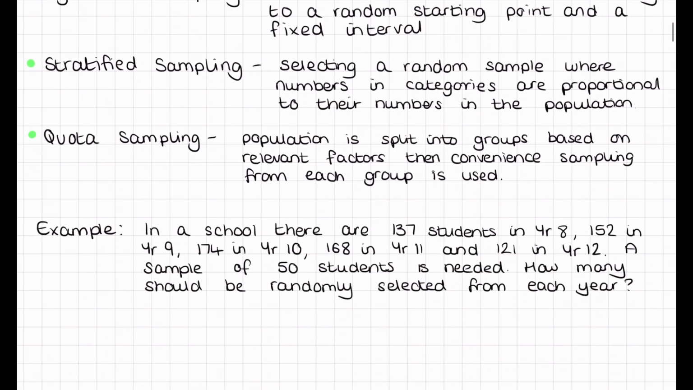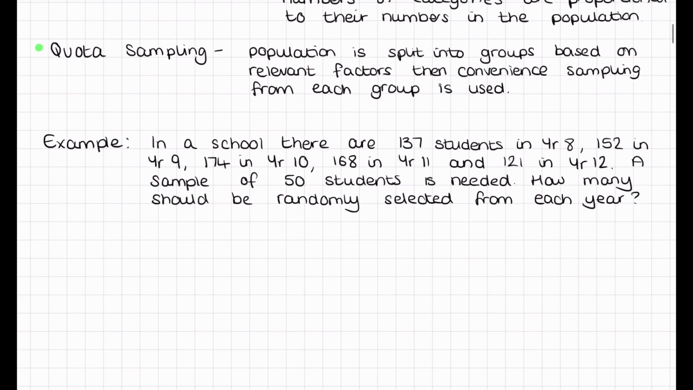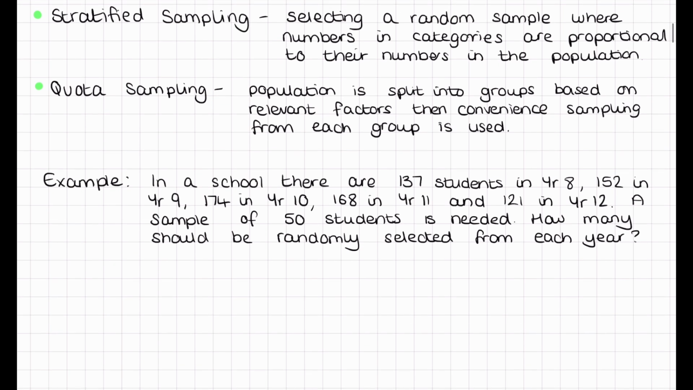Here's an example. In a school, there are 137 students in Year 8, 152 in Year 9, 174 in Year 10, 168 in Year 11, and 121 in Year 12. A sample of 50 students is needed. How many should be randomly selected from each year? So in this one, we are going to be using stratified sampling, which is where we select proportionally.